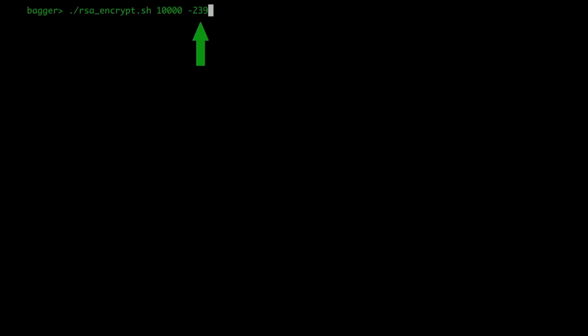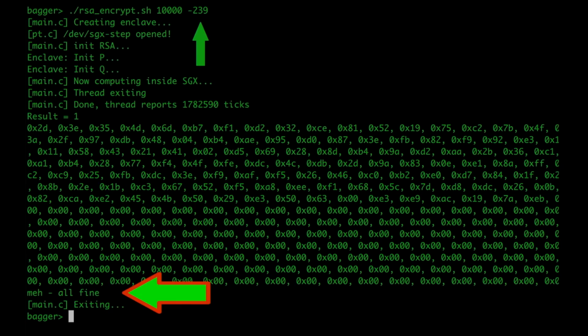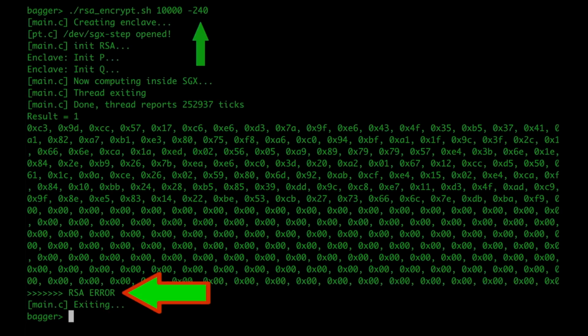Now this is ever so slightly messy on the screen, but I hope you're going to see this. So minus 239, fine. Still fine. I'll just pause there. You can see at the bottom I've written "meh, all fine", if you're wondering. So what we're looking at here is a correct decryption. And you can see inside the enclave, I'm initializing P and I'm initializing Q. And those are part of the private key. I shouldn't be able to get those. So 239 isn't really working. Let's try going up to minus 240. RSA error, RSA error. Exciting. OK, so this should work for the attack then.